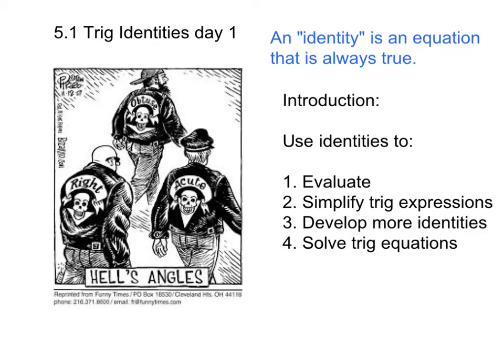Chapter 5. Chapter 5 is all about trig identities. You know, an identity is an equation that is always true. And we have used the identities already in our trig class. And so this is going to be some of which you already know. This will be easy. If you don't, this is another opportunity for you to learn it.